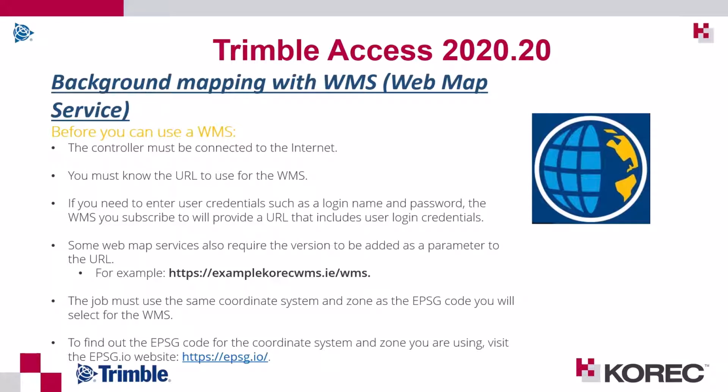You can see, for example, here I have an example URL, example.com/wms. So you might require just a URL address. The job must be in the same coordinate system and zone as you've selected for the WMS. If you require the code for whatever coordinate system you need, just go to the website epsg.io, and they will have a code associated with the coordinate system that you're using.